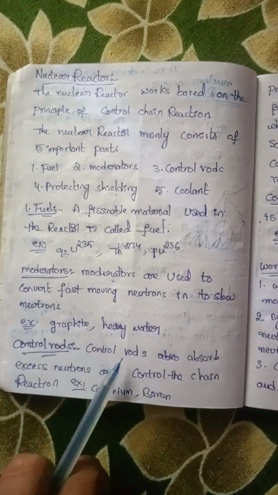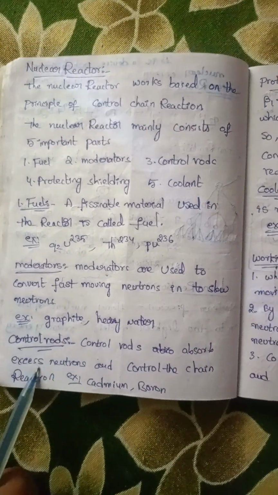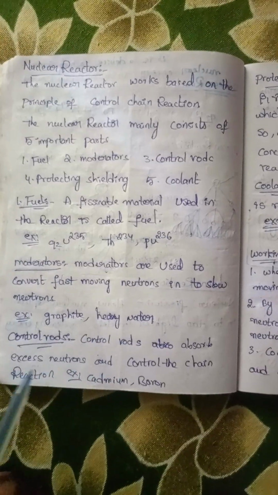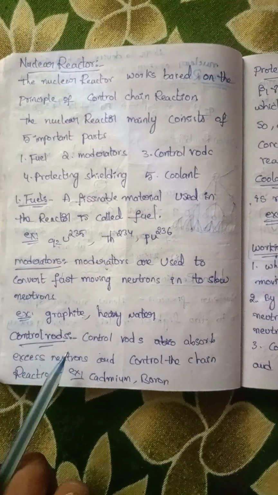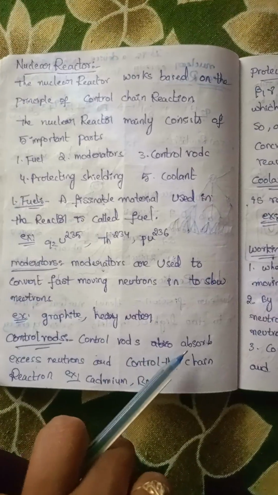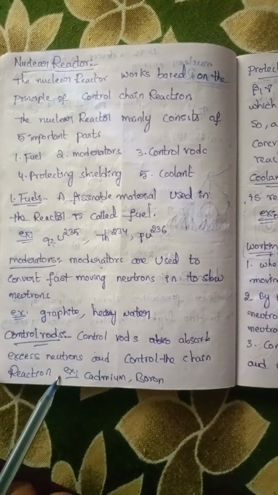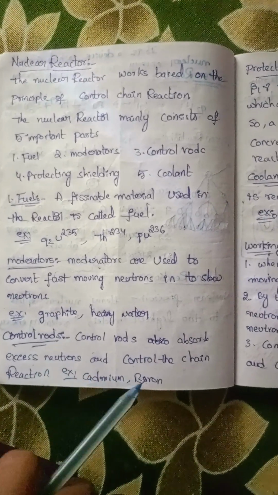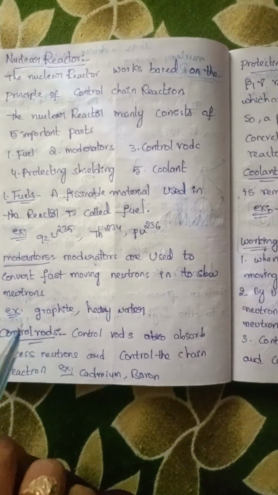Controllers are used to absorb excess neutrons and control the chain reaction. Cadmium and boron are used in the controllers.